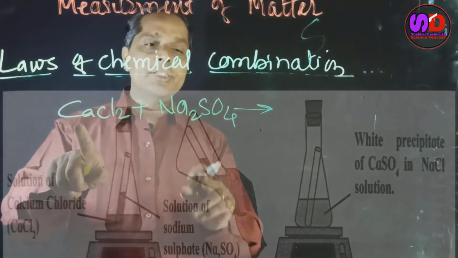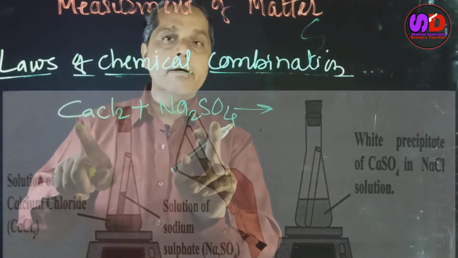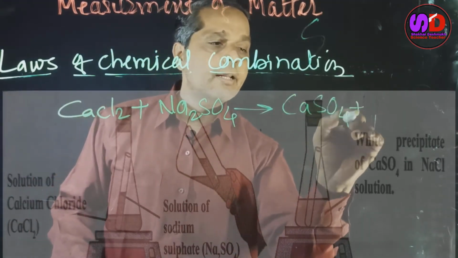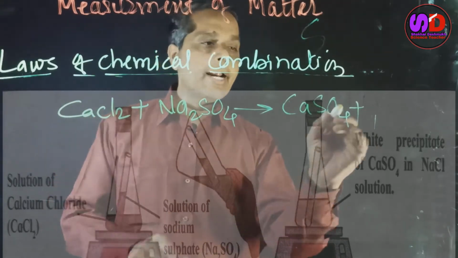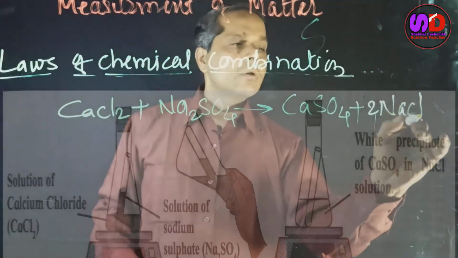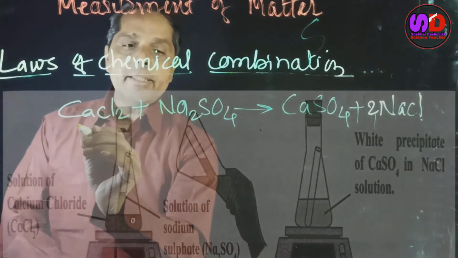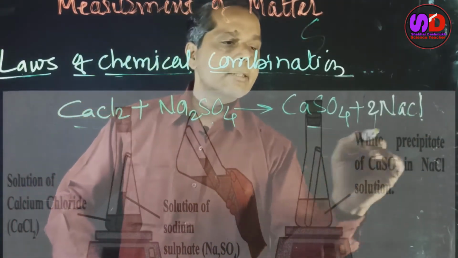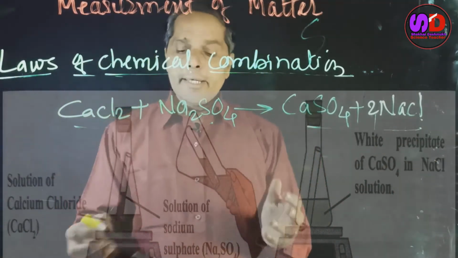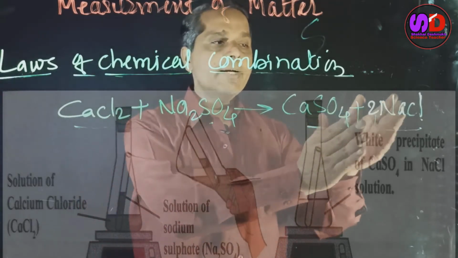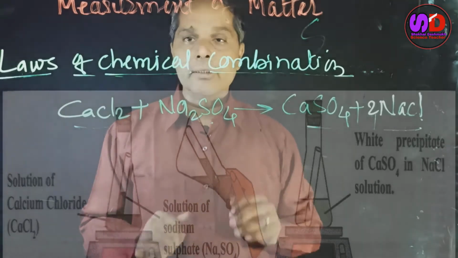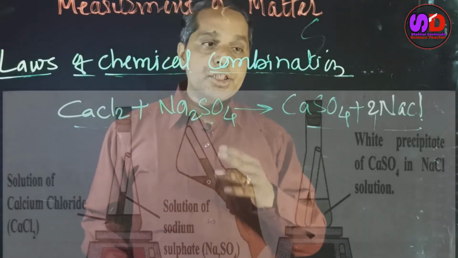That means this calcium combines with the sulfate group. So CaSO4, calcium sulfate, plus sodium chloride, that means 2NaCl. So these are the reactants and these are the products. Now in the conical flask, calcium sulfate and sodium chloride are present. That means after the chemical reaction, a chemical change has taken place there.